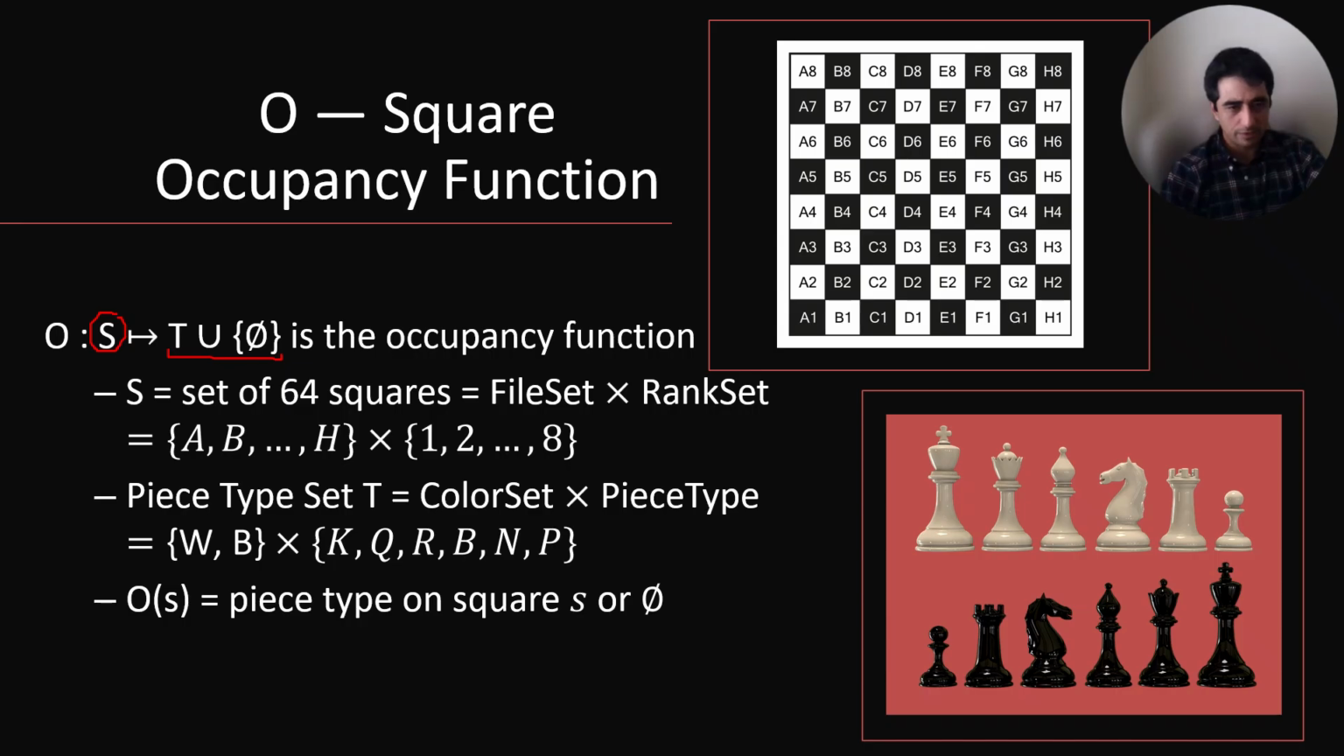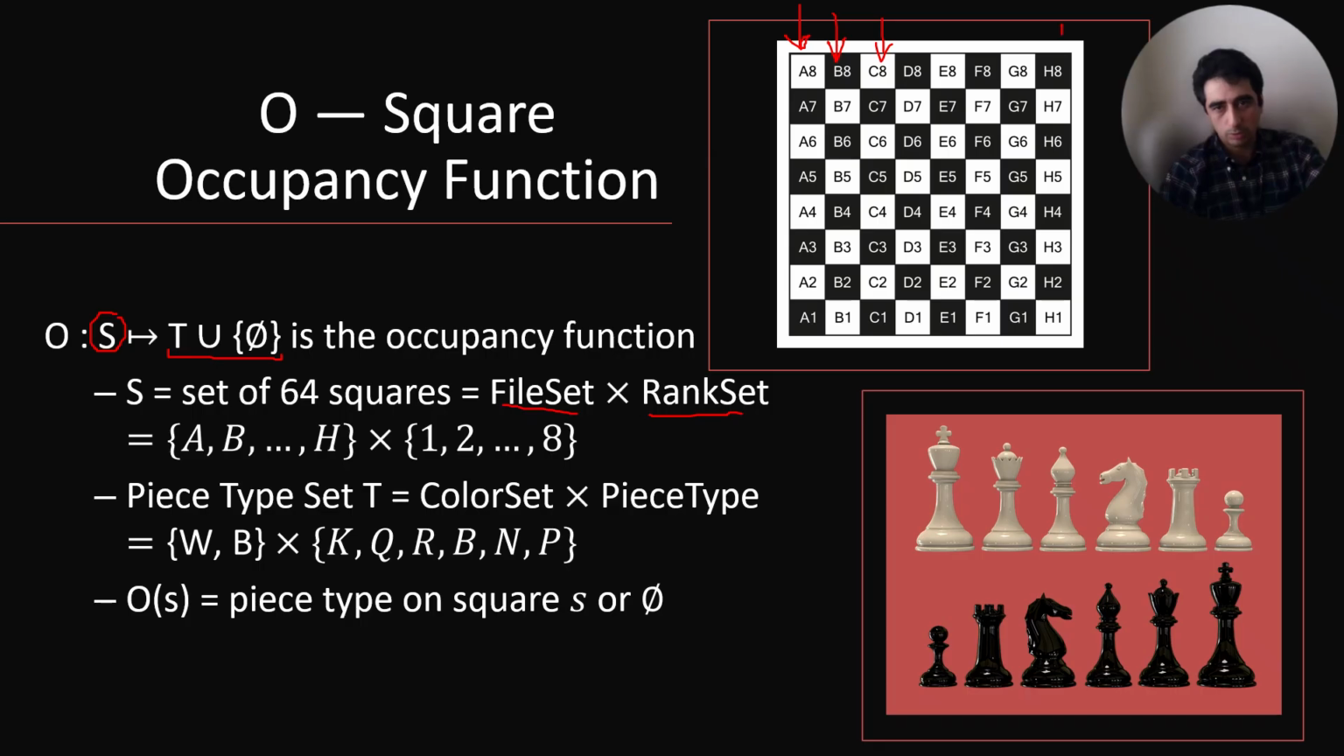S is the set of 64 squares. Normally, in the chess game, we define squares using a file and a rank. Each file and each rank has its own label that you'll see on a chessboard. Files are basically the vertical columns that you see on a chessboard. We have 8 of them. They are labeled as A, B, C, D, E, F, G, H from left to right. As you see in this picture, it's clearly specified.